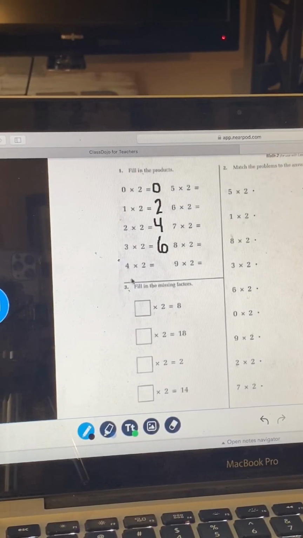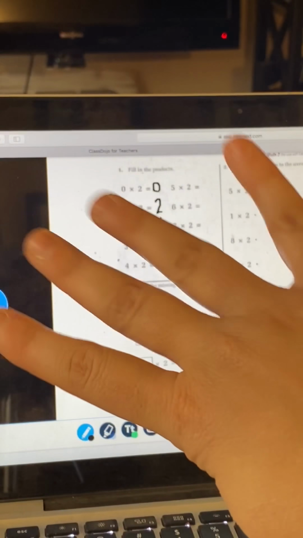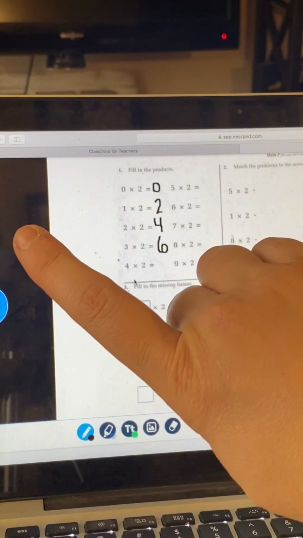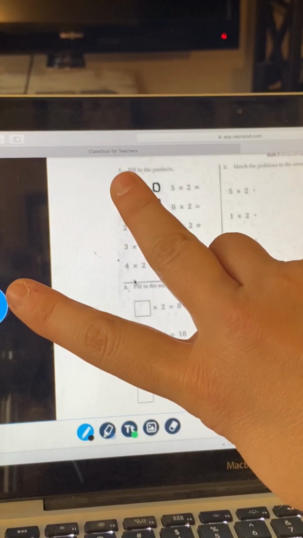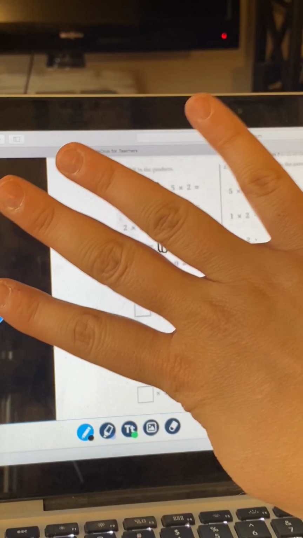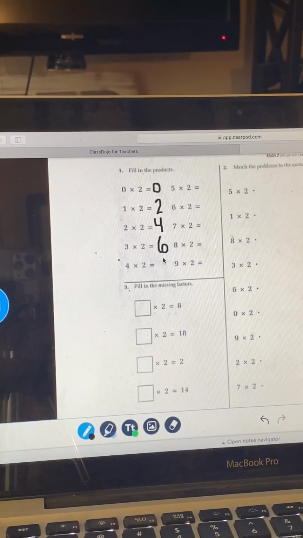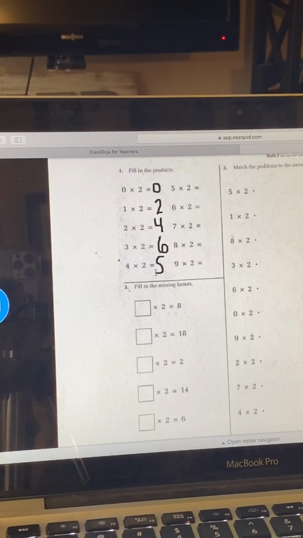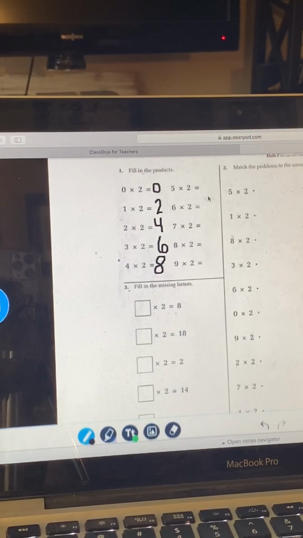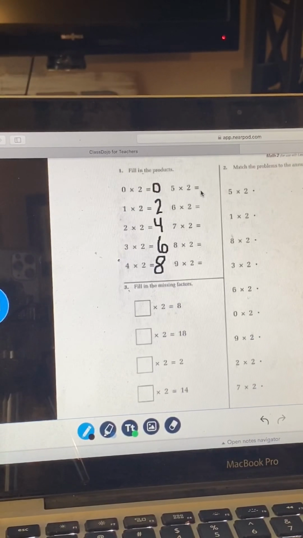All right, let's do the next one. I have 4 groups now of counting by 2. 2, 4, 6, 8. So 2 times 4 is 8. All right, let's do the next one. Now I have 2 groups. Wait a second. Is this the same thing as counting by 5s? Is it 5 times 2? Yeah, so the same thing.